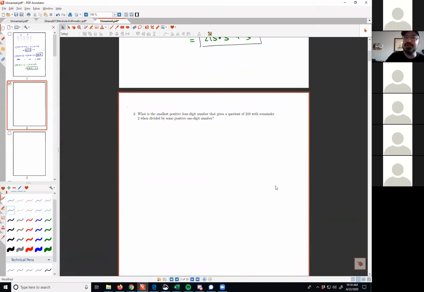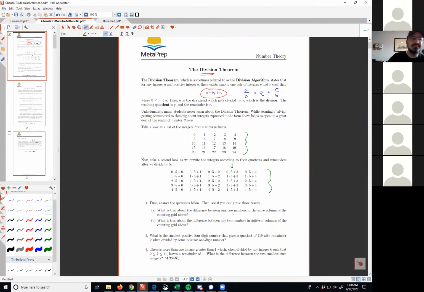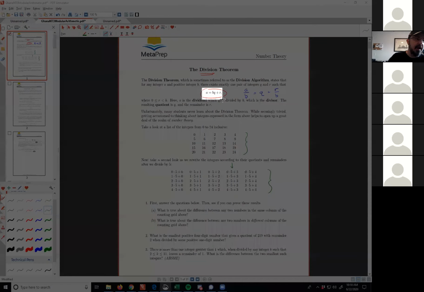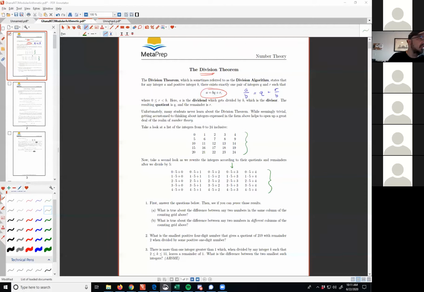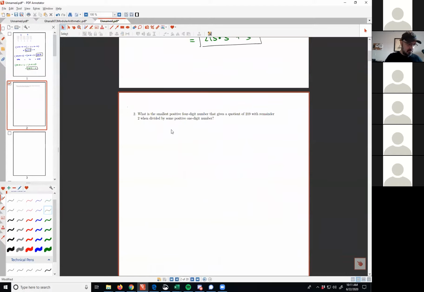How can we approach this? I think we can start by writing out the theorem with as much information as we have. Okay, so I'm going to copy this equation. We want to rewrite things in terms of this identity from the division theorem.